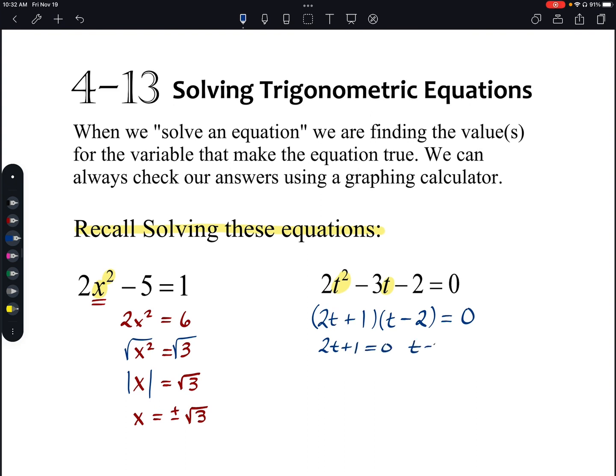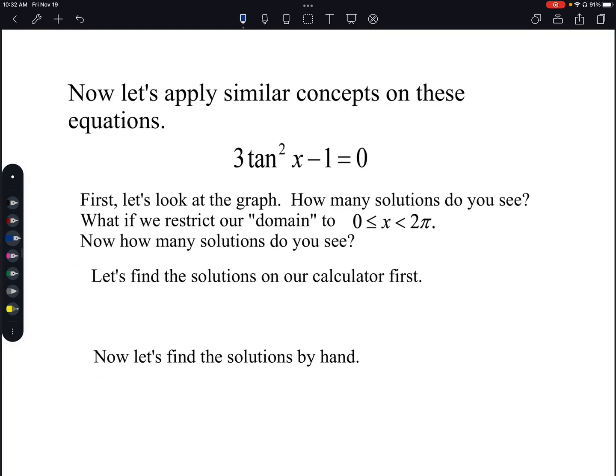This is stuff that goes all the way back to Algebra 1. Okay, so we're going to end up here with t is going to equal negative 1/2, and t is going to equal positive 2. Okay, so again, two answers. So solving our trigonometric equations falls along the same lines.